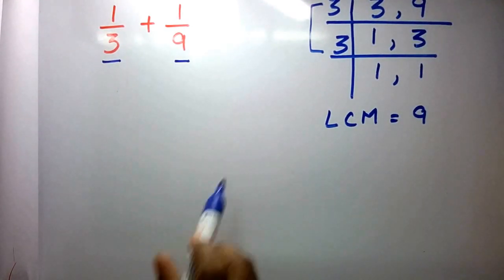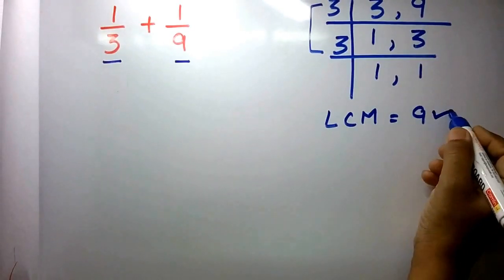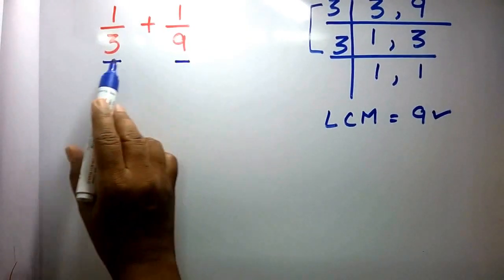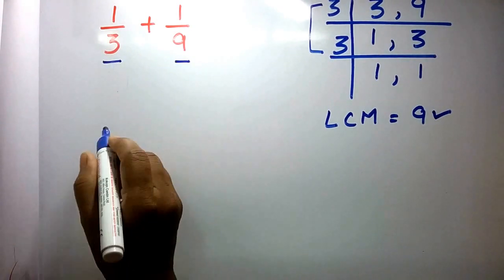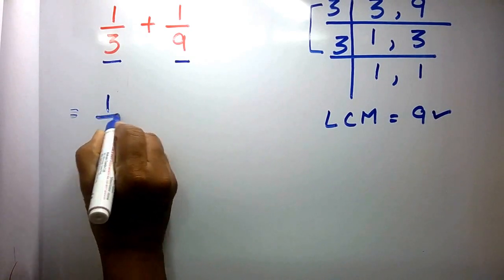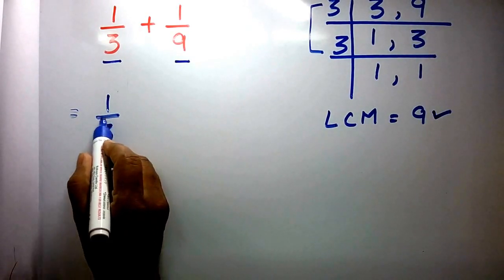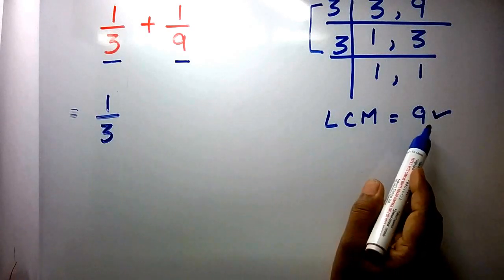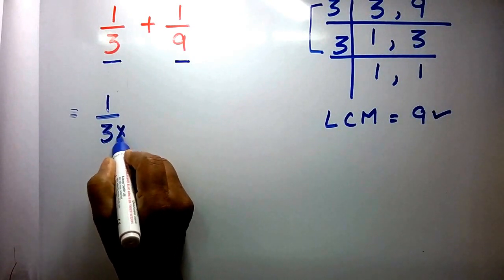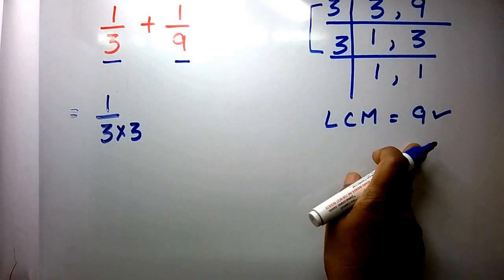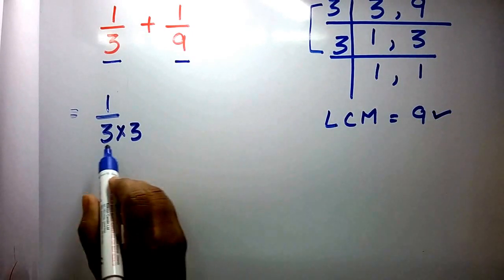Okay. After taking out the LCM, this is 9. That means the denominator of both these rational numbers should be 9. Now how to make it 9? First take 1 upon 3. This is 3. You have to think which number I should multiply this 3 by so I should get 9 here. If 3 is multiplied by 3, it will become equal to the LCM, that is 9. So we'll multiply by 3.